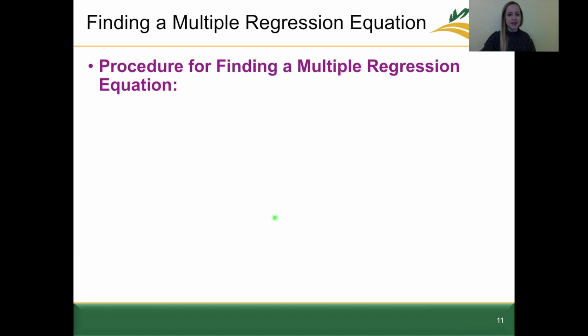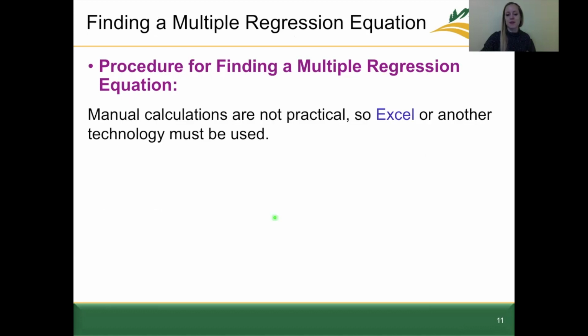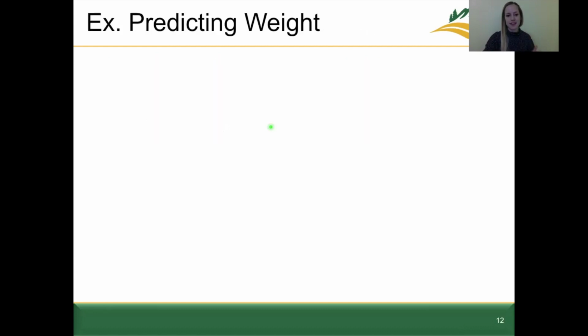Next, going through the procedure for finding that multiple regression equation, we are going to use Excel here because it gets complex. In 10.4, we'll go through step-by-step how to set up that multiple regression analysis and then how to use that analysis to get your multiple regression equation. Excel will do all of the heavy lifting for us, but we have to know how to interpret the data that we get. Let's jump in now to this example of predicting weight.